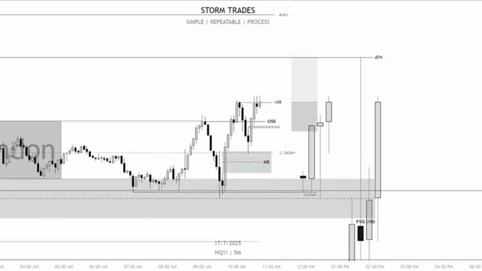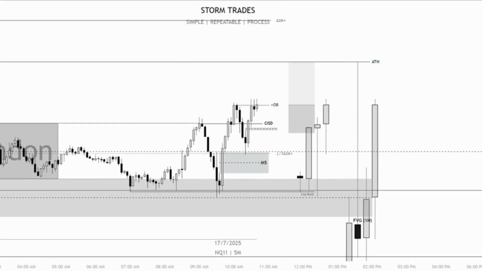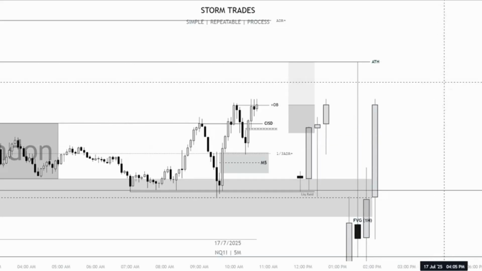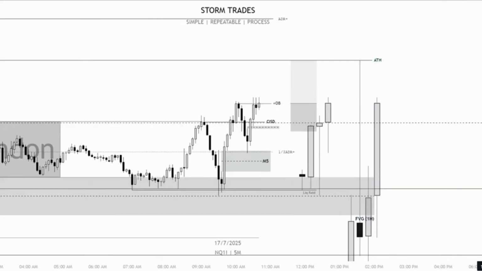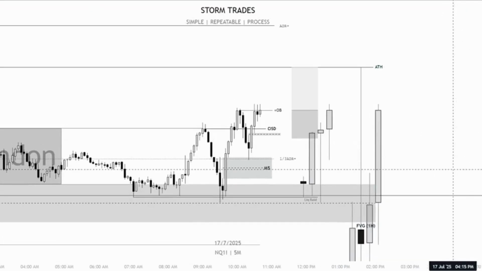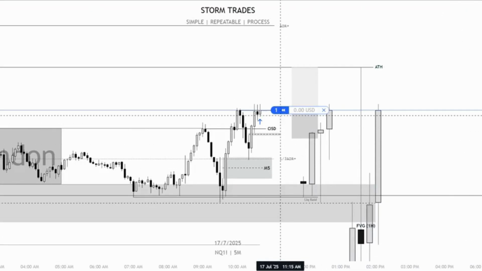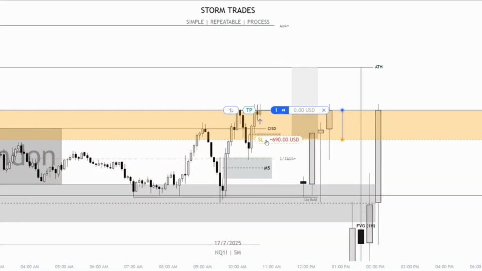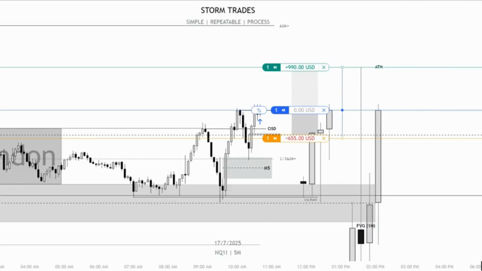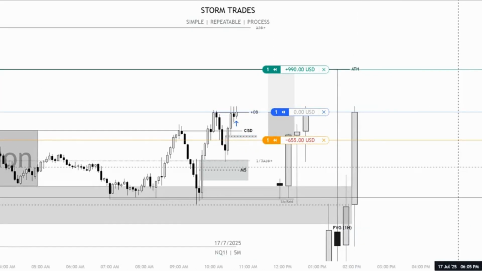These ADR levels are pretty sweet, and it's not a be-all, end-all. It's not a model unto itself. It's just really great in helping understand draws on liquidity and reversal zones. So let me go ahead and put in a buy here. Stop loss below this second fair value gap. Take profit about 1.5 R up to the all-time high.